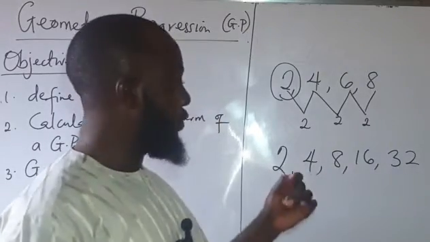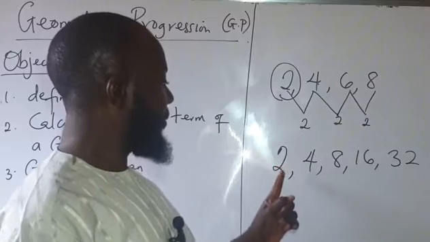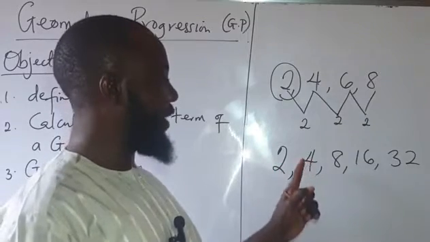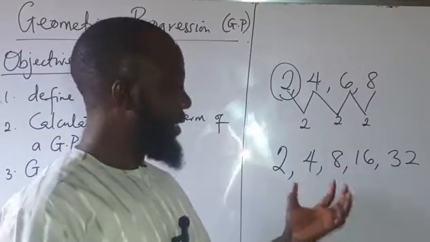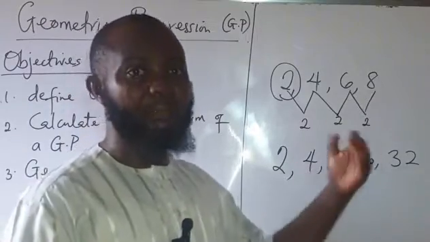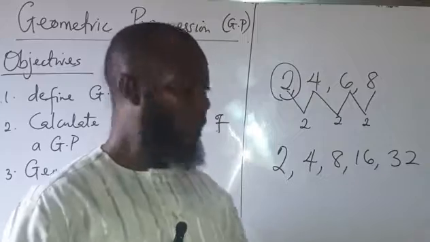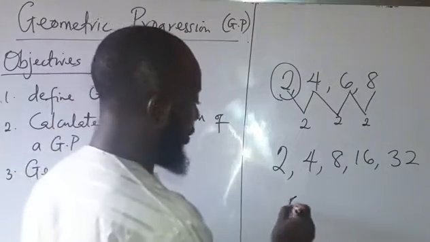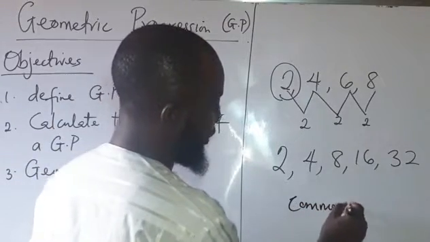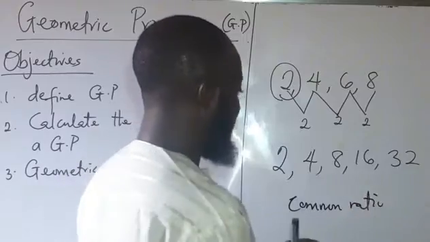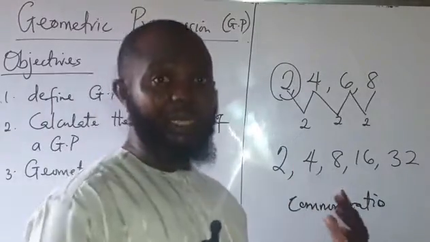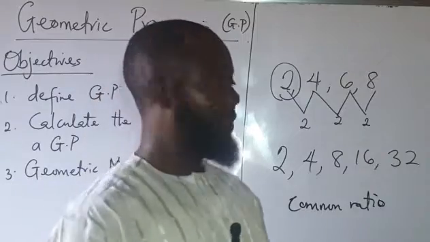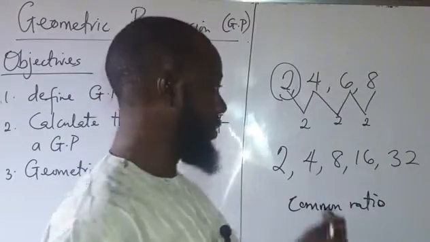But rather, if you multiply this by 2, you get 4. Multiply this by 2, you get 8. Multiply this by 2, you get what? 16. That means it is multiplying by a constant factor, which we refer to as the common ratio. Hope I'm making sense. So common ratio, and either it is multiplying or it's what? Dividing. So that's what we refer to as a GP.